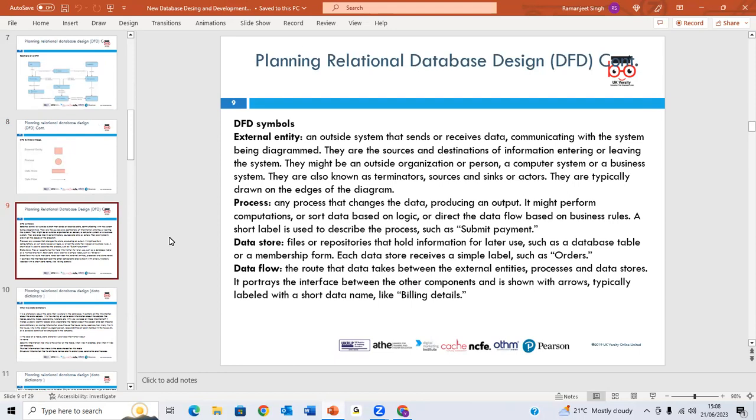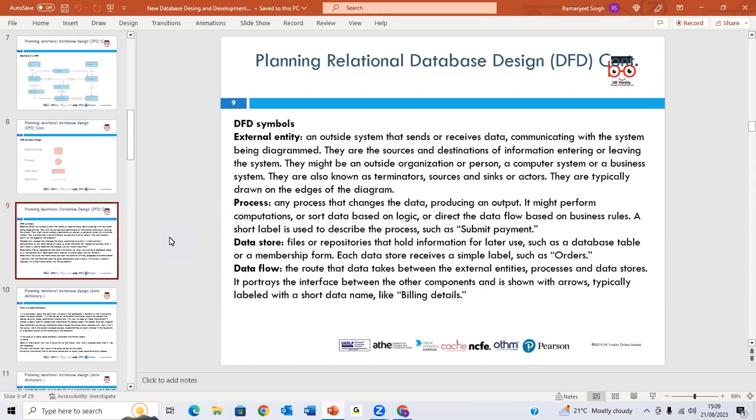So we have now explained them. We have looked into how these are going to be done. So as we said, the square is an outside system that will send or receive data, which is now communicating with the system which is being diagrammed. Then the circle is any process that changes the data, producing an output, which might perform a computation.